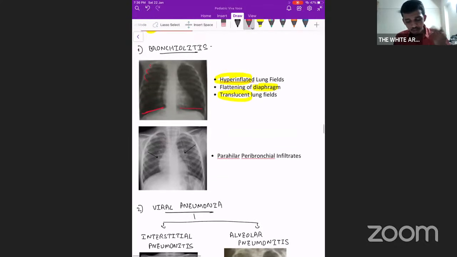One more picture can be parahilar peribronchial infiltrates. See over here in the parahilar peribronchial region, there will be infiltrates because of the inflammation that is taking place. So these are the two spectrums which you can find in bronchiolitis.